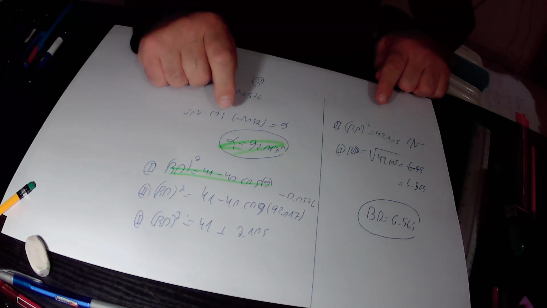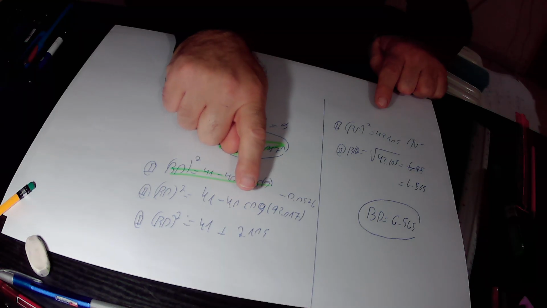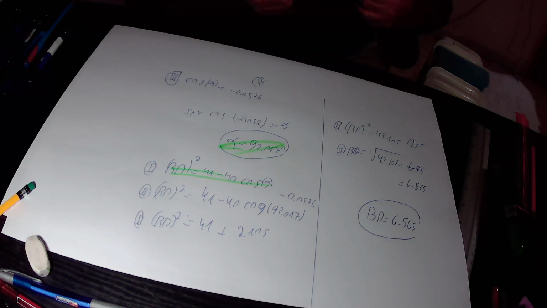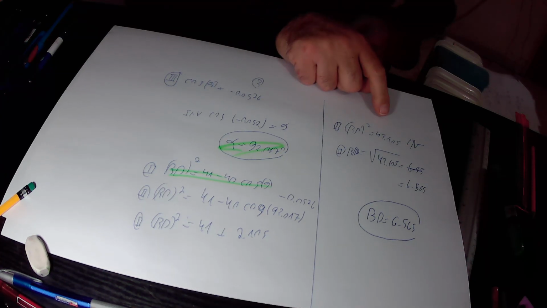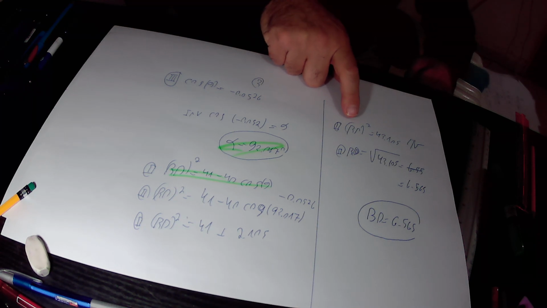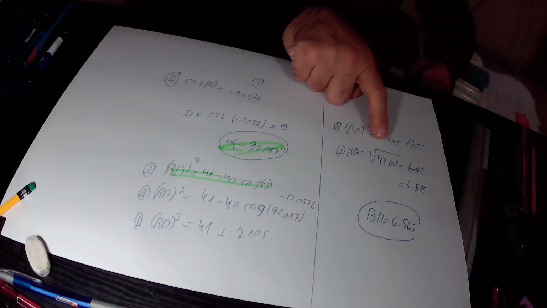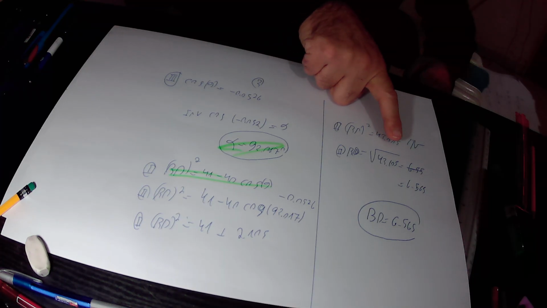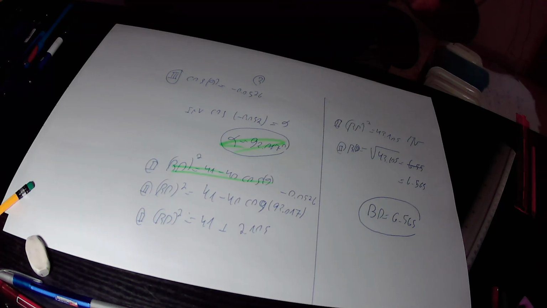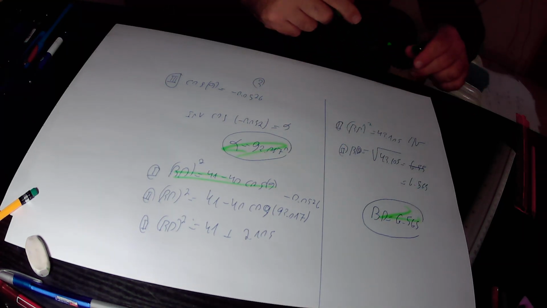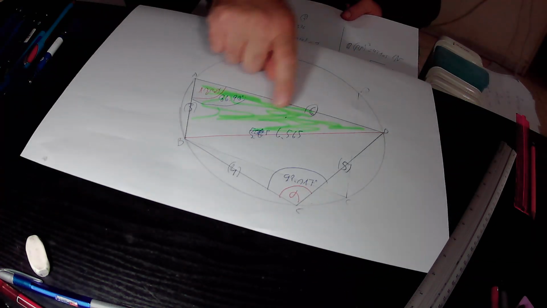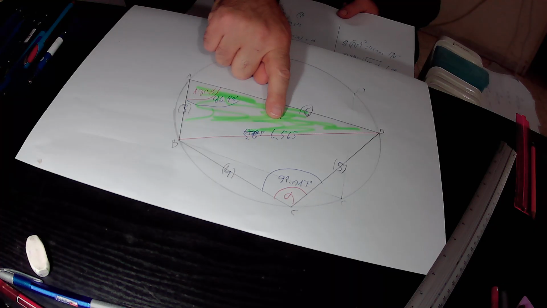So BD squared equals 41 plus 2.105, which is 43.105. So in total, we found that BD squared equals 43.105. Here we took the square root of the equation, and we found that BD equals the square root of 43.105, which is actually 6.565. So side BD equals 6.565 units in length.